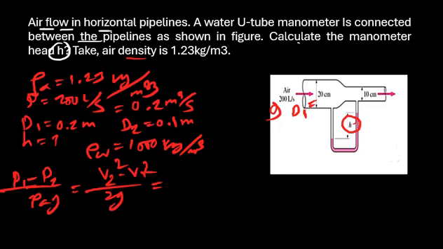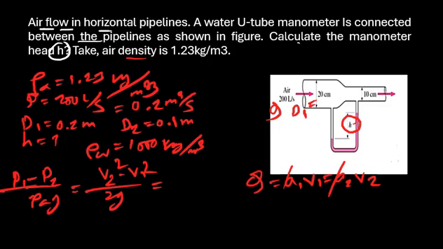From here we have to arrange the total equation. We get rho g h equal to (V2² minus V1²) divided by 2g, with V1 and V2 here. This is very important. We don't know what V1 and V2 are, but we know Q. We know the continuity equation, A1 V1 equal to A2 V2.